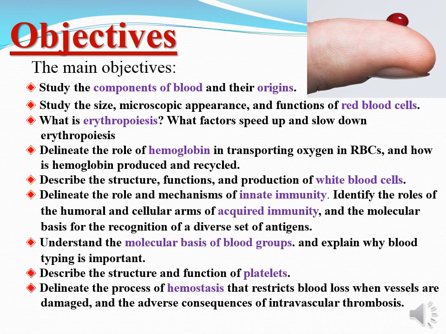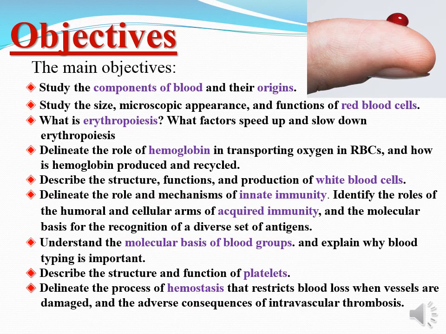The main objectives in our series of blood physiology are to study the components of the blood and their origin, study the size, microscopic appearance and the functions of red blood cells, what is erythropoiesis and what factors help to speed or regulate the erythropoiesis, delineate the role of hemoglobin in transporting oxygen and how hemoglobin is produced and recycled.